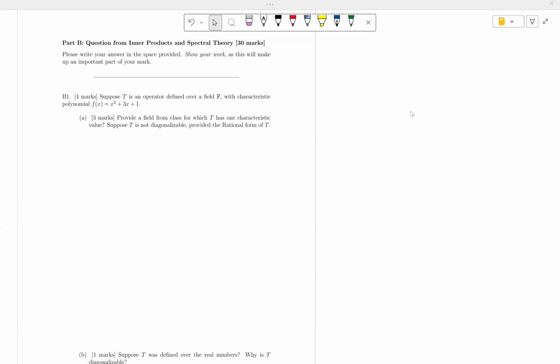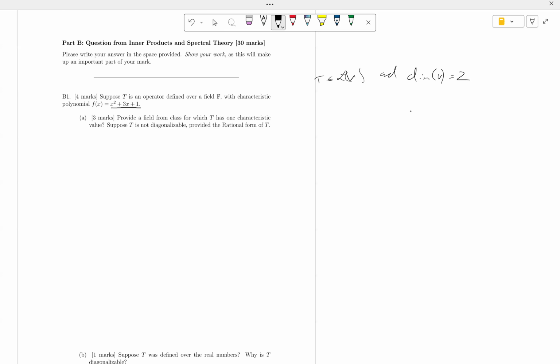In this part of the video, we're going to explore part B questions. In the first question, we're given an operator defined over a field, and we're given the characteristic polynomial. The first thing I look at when given the characteristic polynomial is that T is a linear operator on V, and the dimension of V equals 2, because it's a quadratic. Whatever the degree of the characteristic polynomial is, that is the dimension of the vector space V.